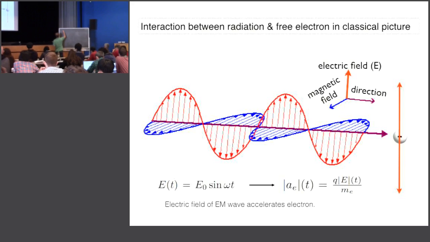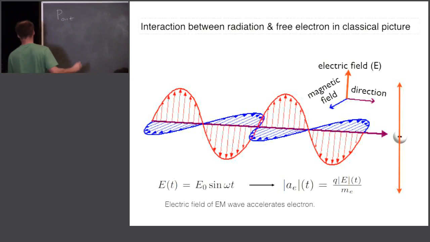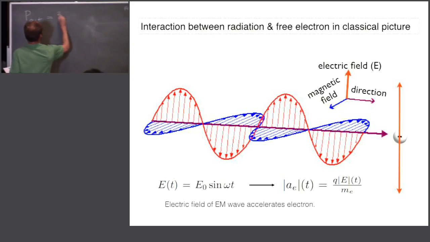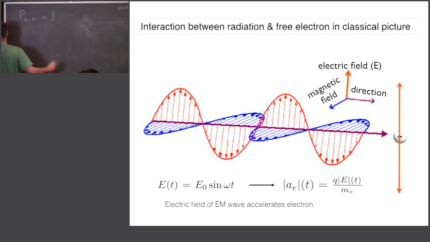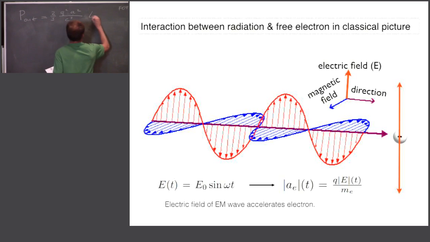If we write down the total power, I'm going to call this P out. That's simply given by 2 over 3 times the charge of your particle squared, times the acceleration squared over c cubed. This is the famous Larmor formula.